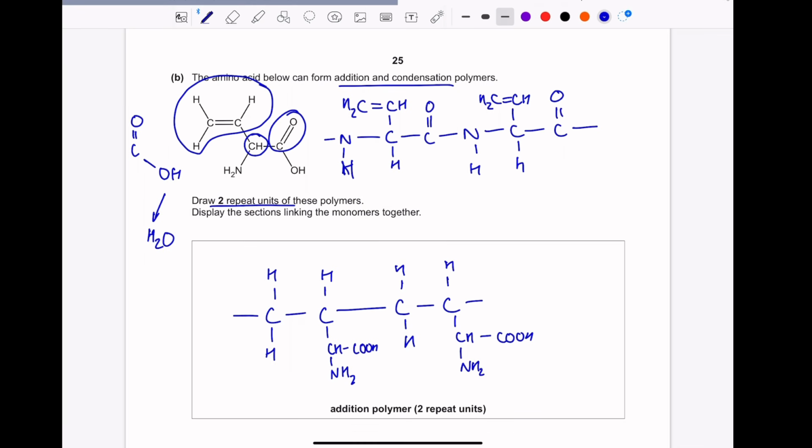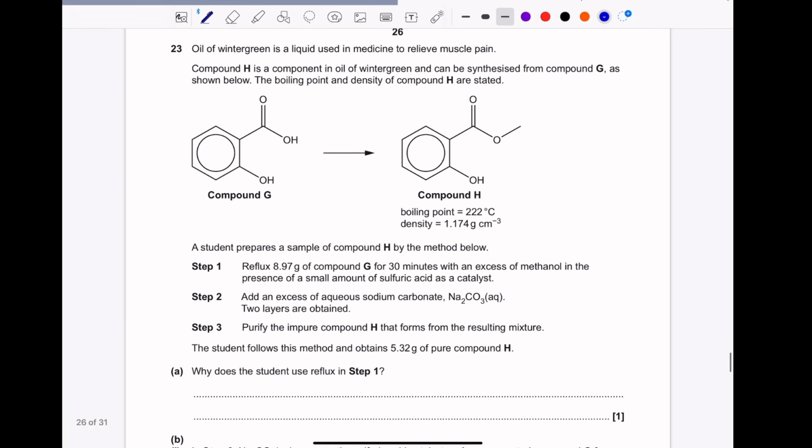Then that brings us to question 23, in which the oil of wintergreen is a liquid used in medicine to relieve muscle pain. Compound H is a component in oil of wintergreen and can be synthesized from compound G as shown below. The boiling points and densities of compound H have been stated. A student prepares a sample of compound H by the method below.